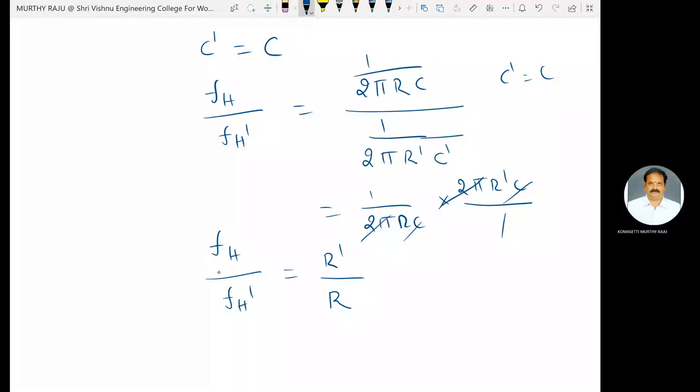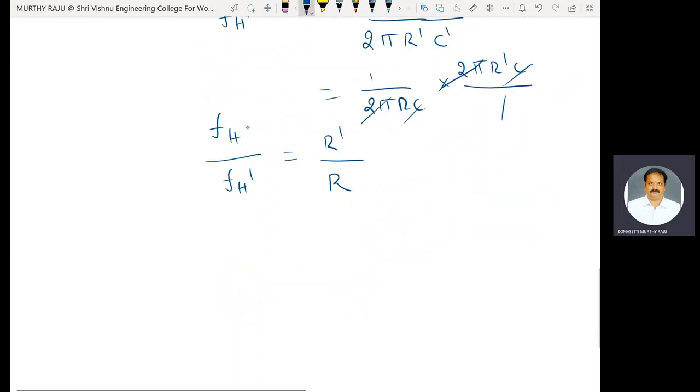Suppose using the frequency scaling technique, convert 1 kHz cutoff frequency of the low pass filter to a cutoff frequency of 1.6 kHz. Two frequencies are given. FH is 1 kHz.